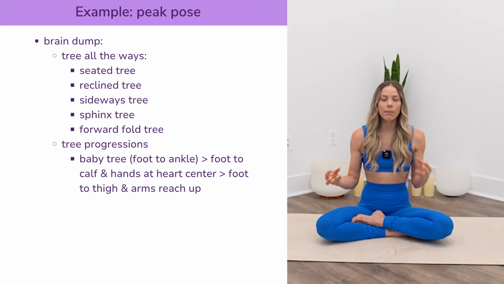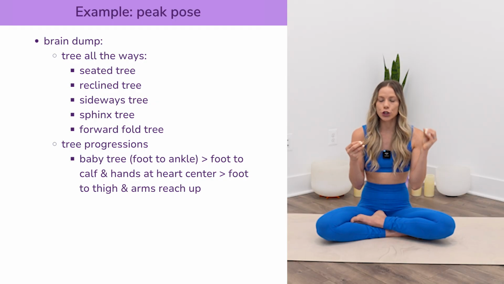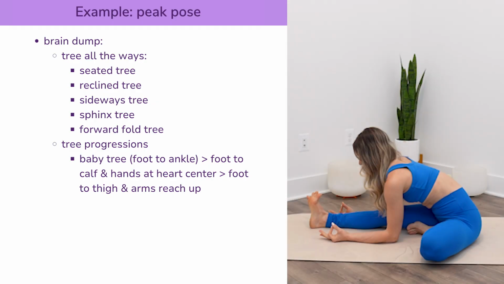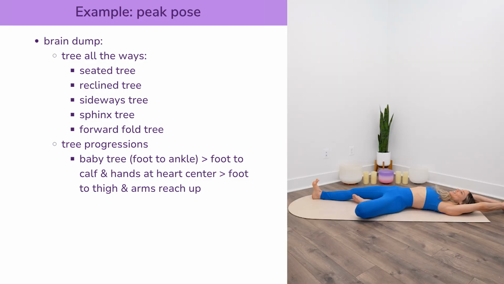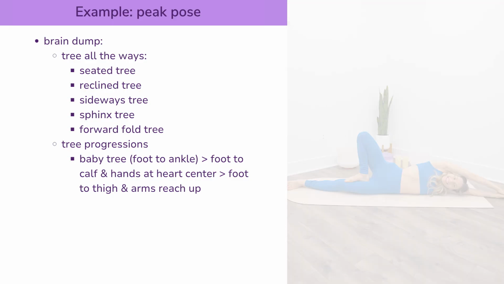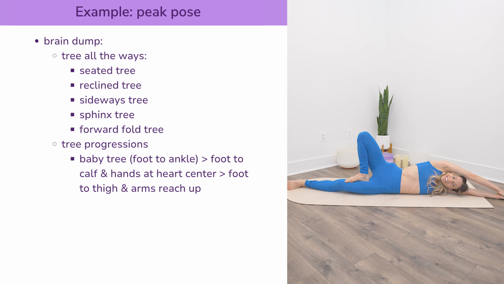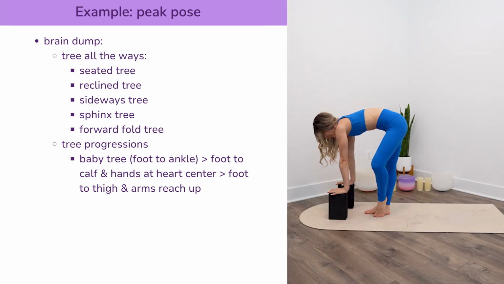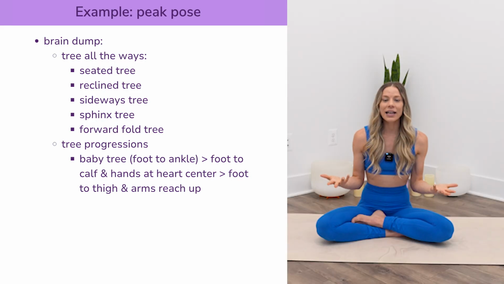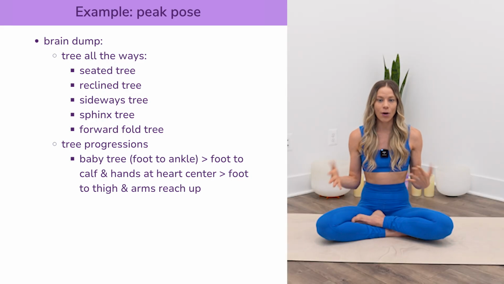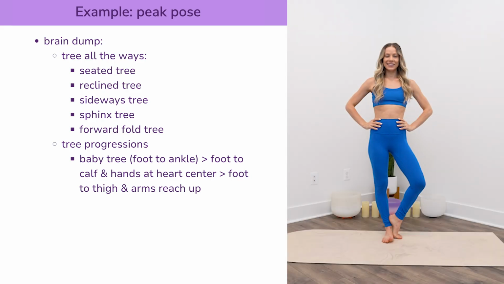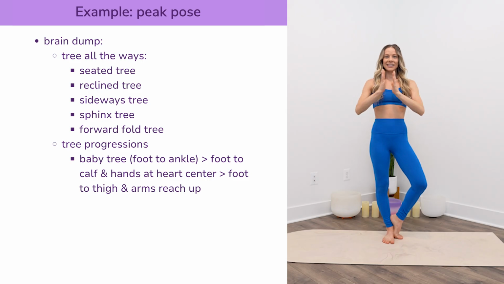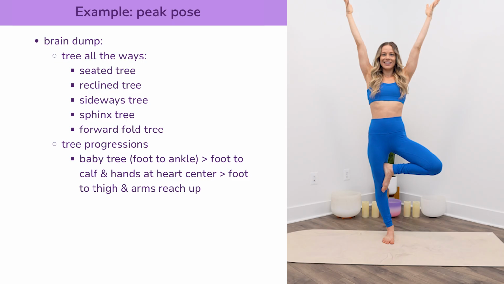Next, I like to brain dump all of the different ways that I can do tree. So I could do a seated tree, reclined tree, sideways tree, sphinx tree, forward fold tree. And now I like to brain dump the tree progression. So I call the first progression baby tree, where the foot comes to the ankle, then foot to calf and hands at heart center, and then foot to thigh and arms reach up.